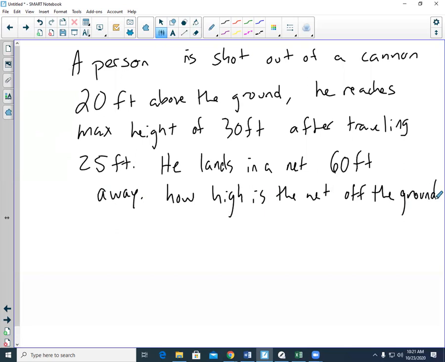So this is a lot of parts to it. This has a lot of things and a lot of issues that we need to run by. Okay, so the first thing is, notice that this person is shot out of a cannon 20 feet from the ground. He reaches his max height of 30 feet after he's traveled 25 feet. Then he lands in a net that is 60 feet away. And it wants to know how high off the ground that net actually is.